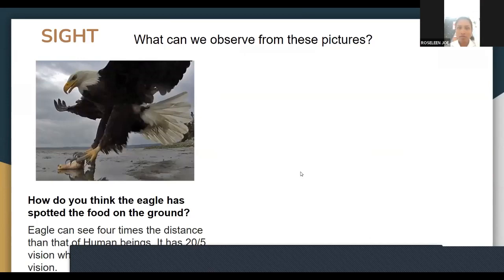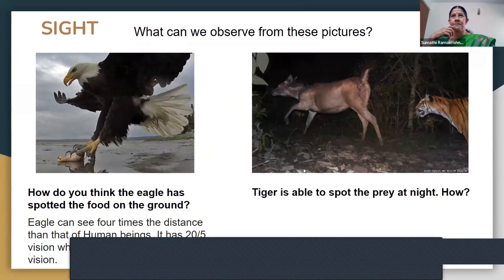Yes. Now you just see this. Now you can see a tiger is able to spot the prey at night. Okay, how is this possible?